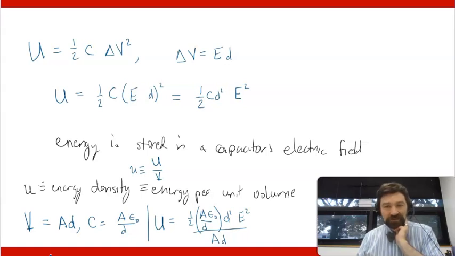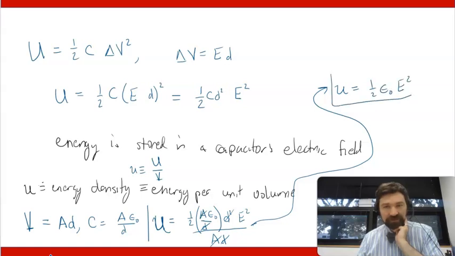So now I can cross off, I've got a D and a D and a D squared, so those cancel. I've got an A and an A, those cancel. And so what I'm left with for my little u is that little u equals 1/2 epsilon naught E squared. And that's my energy density.